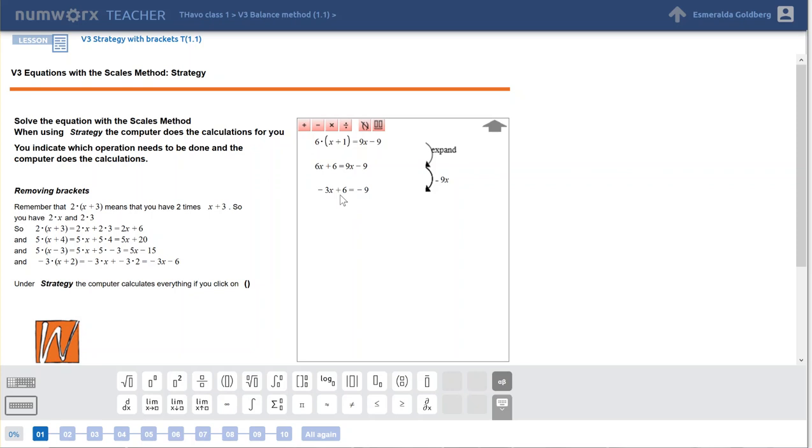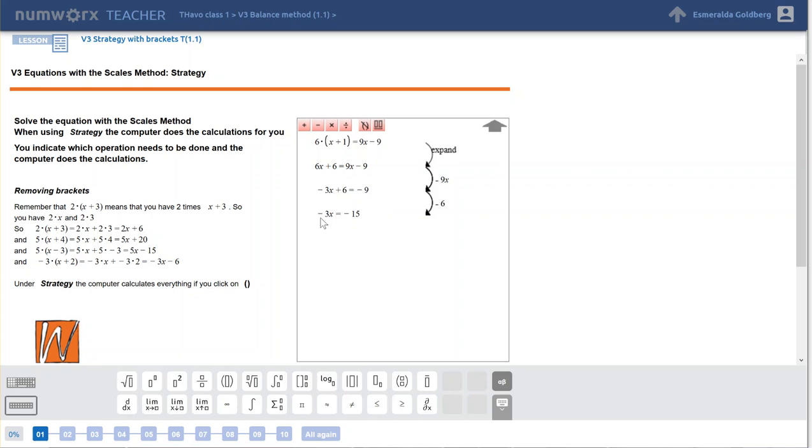Then we need the regular numbers to go to the right-hand side. So on the left-hand side, we now see 6, which we want to remove. So again, I press the minus, I type 6, enter, and it will remove the 6 from the left-hand side, and it will also subtract 6 from the minus 9 on the right-hand side, so that becomes minus 15.